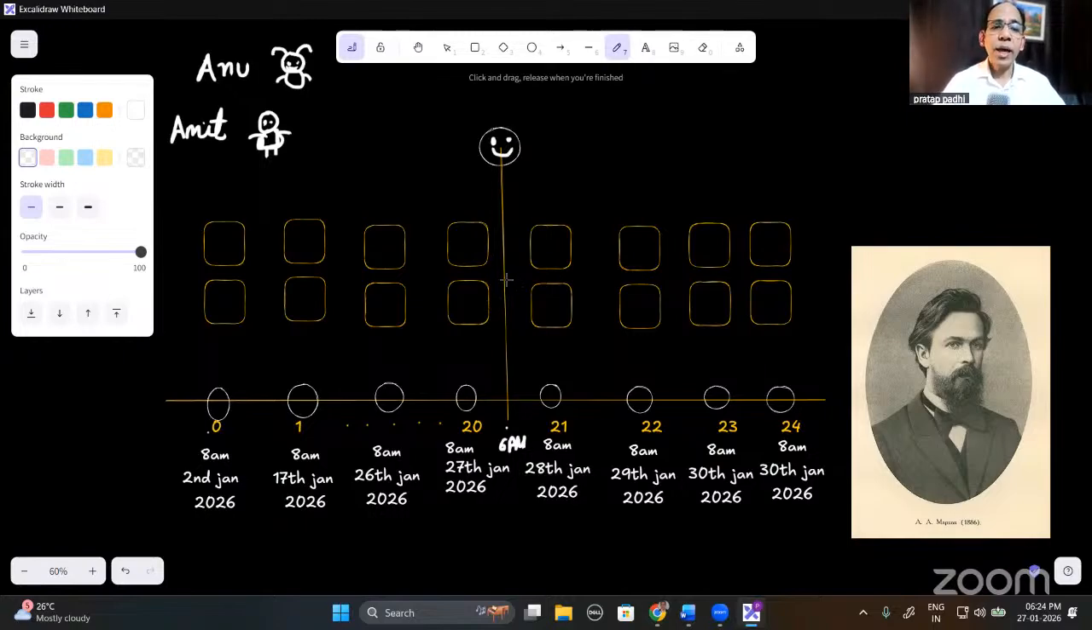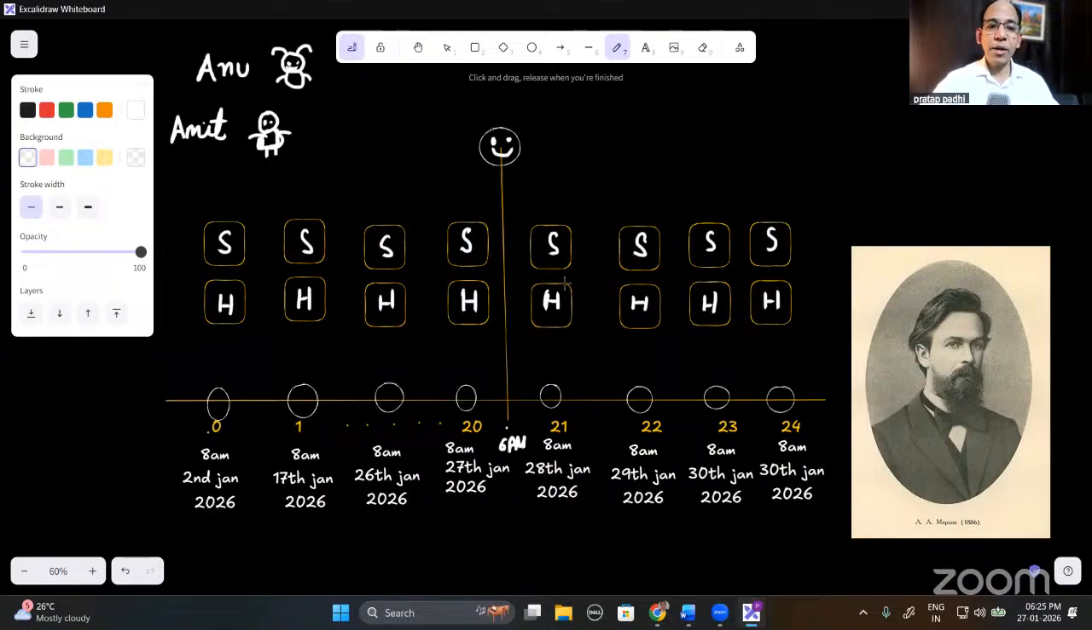Now according to Markov, if you want to know Anu's mood, let me write mood. This is happy, H, this is sad, S. Two states, as I already mentioned, discrete time, discrete state. We want to know tomorrow at 8 a.m. Listen, this is so important. Tomorrow at 8 a.m., what will the mood be? There are two states. Anu is either sad or happy.